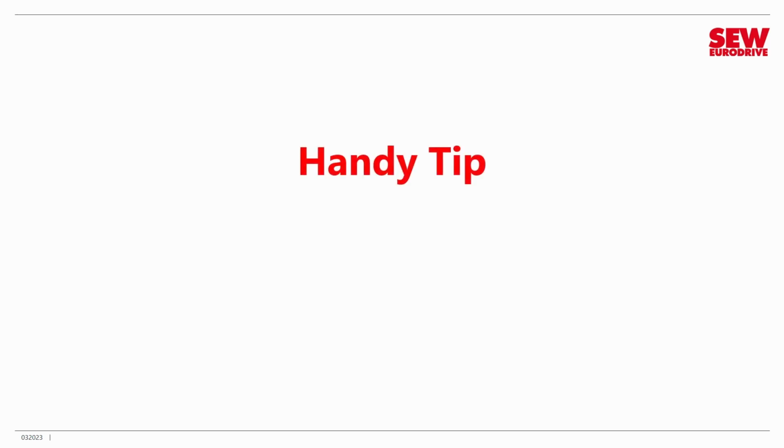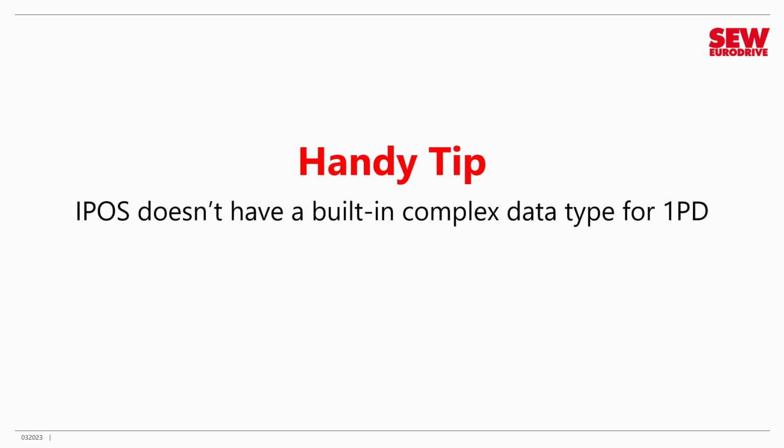All right, before I turn you loose on the program, I want to give you a handy tip that might help you out a bit. IPOS does not have a built-in complex data type to support 1PD Fieldbus communications. It has one for 3PD and 10PD. So what does that mean? Are you stuck? Can you not do 1PD?